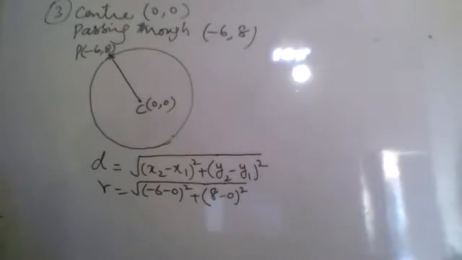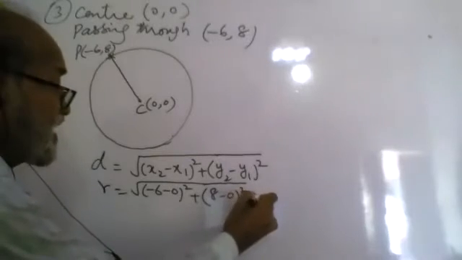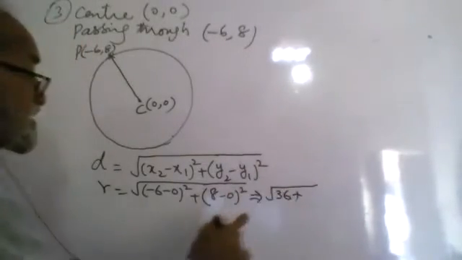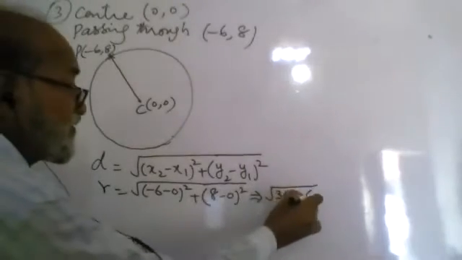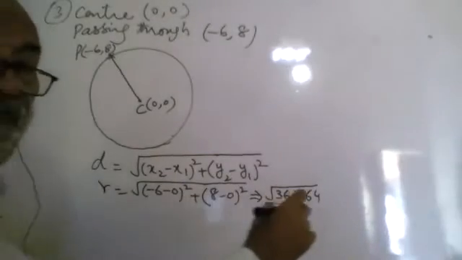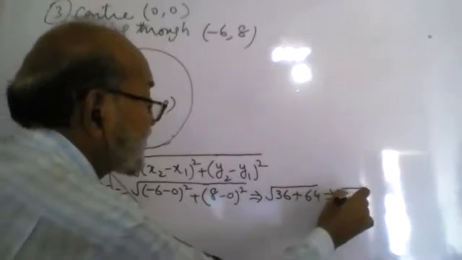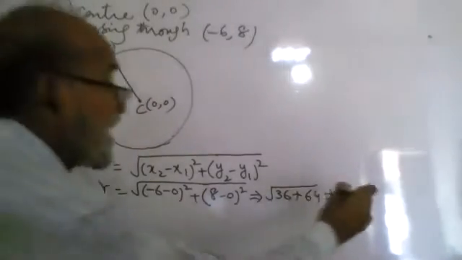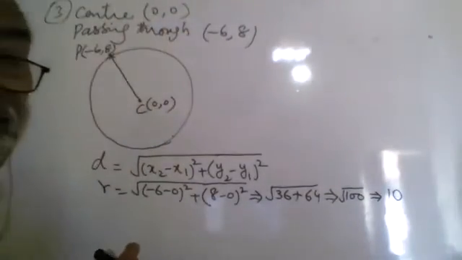Minus 6 minus 0 whole square. So minus 6 minus 0 will be minus 6. Minus 6 whole square will be 36. Plus 8 minus 0 whole square will be 8 square. 8 square will be 64. So radius will become under root 100, that is 10. So radius is 10.